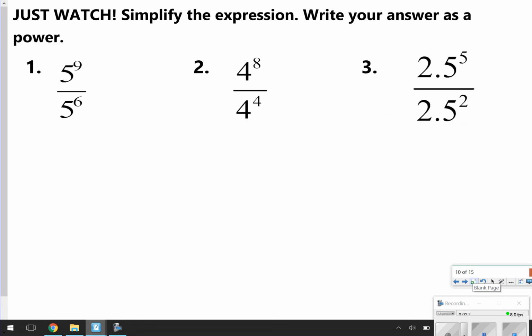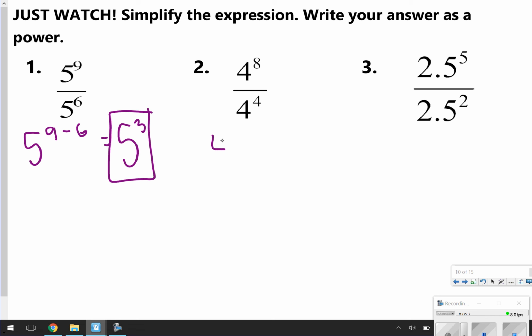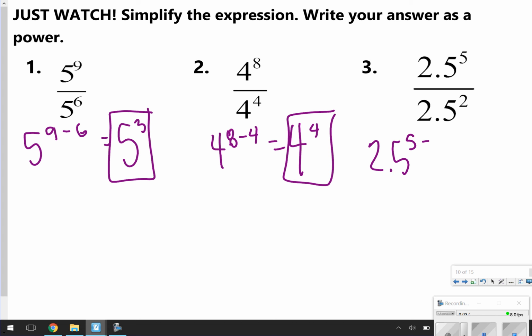So here are some examples that I'm going to do. What you just found out is that anytime you have the same base and they are written as a fraction or a quotient, you can just subtract the exponents. So for number 1, I would do 5 to the 9th minus 6. That's going to give me 5 to the 3rd. For number 2, 4 to the 8th minus 4 is 4 to the 4th. For number 3, 2.5 to the 5th minus the 2nd will be 2.5 to the 3rd. See how easy this is?